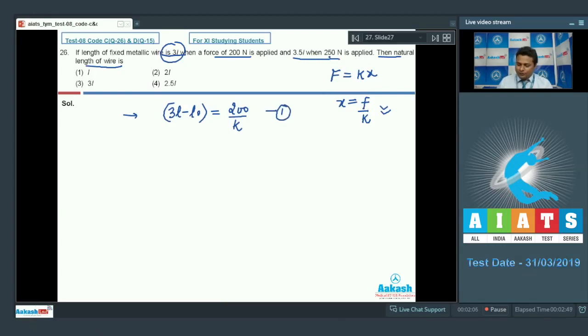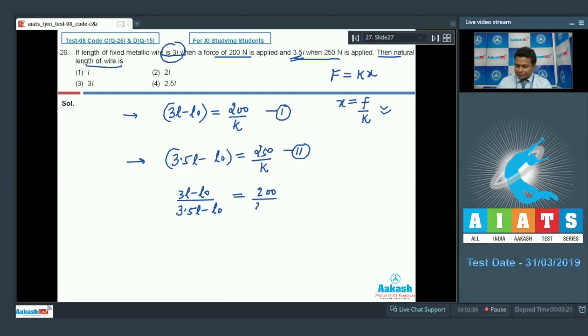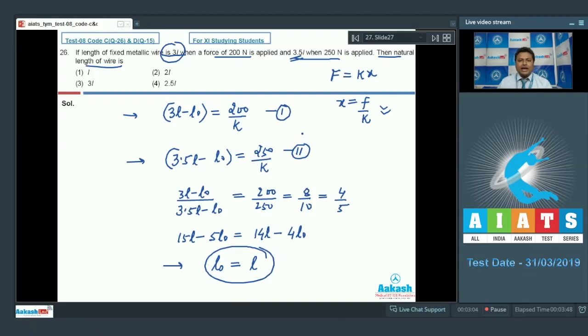Equation number 1. Similarly, if 250 Newton is applied, then the length of wire becomes 3.5L. So we can write 3.5L minus L0, that is x, equals 250 divided by k. Equation number 2. Now dividing 1 and 2, we get (3L minus L0) upon (3.5L minus L0) equals 200 upon 250, that is 8 by 10 or 4 by 5. Cross multiplying will get us 15L minus 5L0 equals 14L minus 4L0, and after solving we will get the value of L0 equals L. So therefore the actual length of the wire is L, and we will go with option number 1.